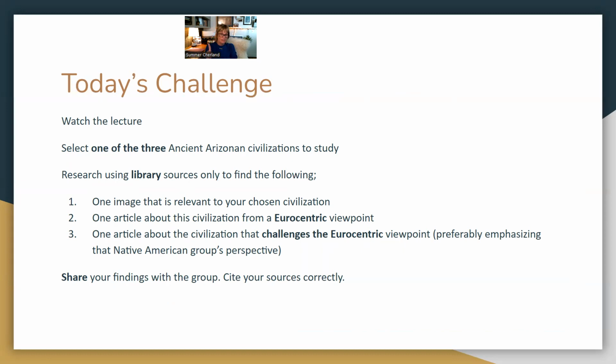I want you to find an image of your organization or your civilization, an article that is about the Eurocentric viewpoint, and an article that challenges a Eurocentric viewpoint. I'd be very happy if you find a Native American perspective on your group. That may be difficult to find, so as long as you're looking for something that challenges the Eurocentric viewpoint, you're good. Share your findings with the group and cite your sources correctly.